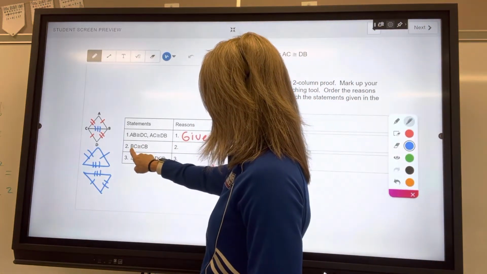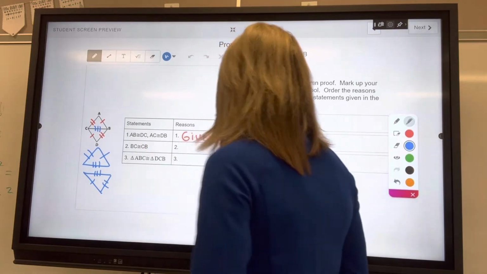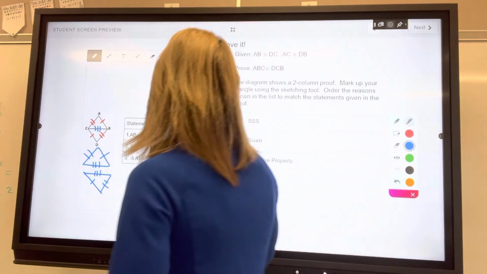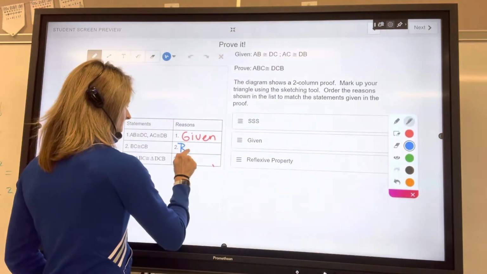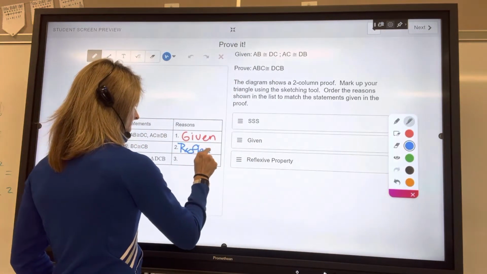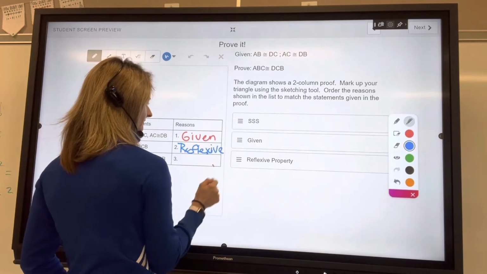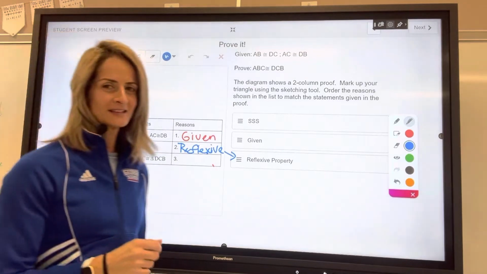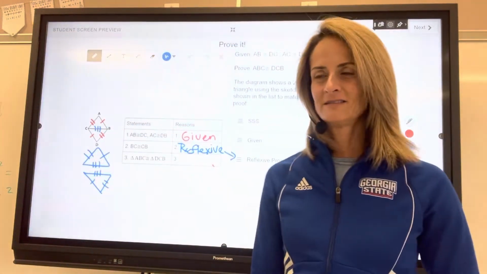Well, now let's look at it. How do we know that BC is congruent to CB? That's called the reflexive property, and that's back from Algebra 1. So I'm going to write reflexive property. I'm just going to write reflexive. Okay, so drag the reflexive property to the second one.